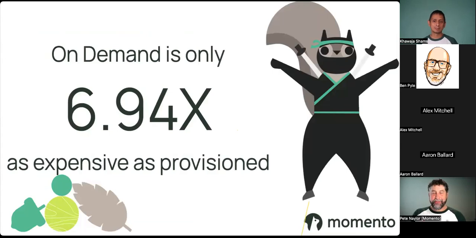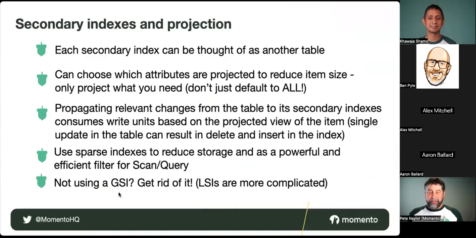So I have one thing that I wanted to add when I accidentally dropped off the network. Yeah, when you mentioned that adding a GSI could actually double your write costs.